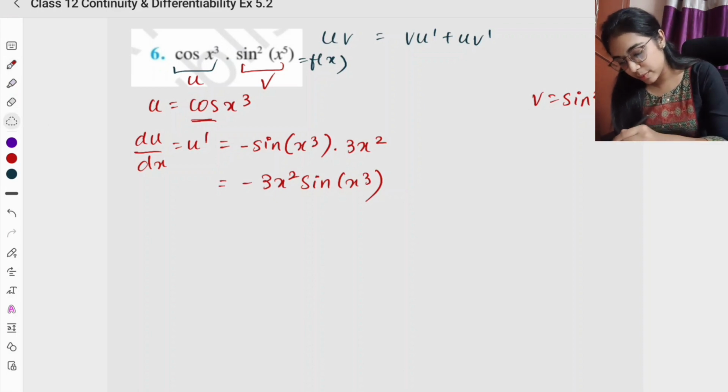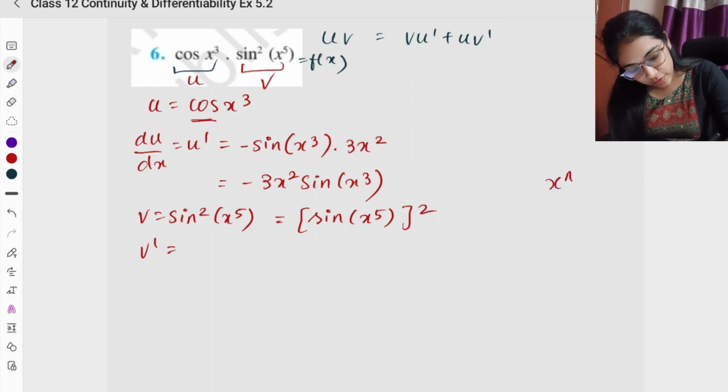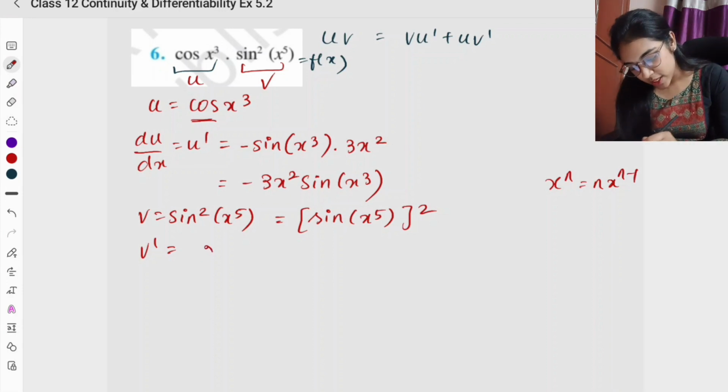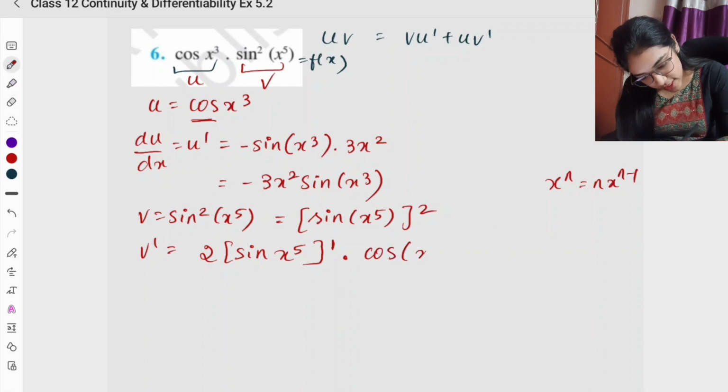Now v or derivative kandupidikalama. So what is v or derivative? It is going to be, I'll bring it here. So I have v dash is going to be, I can rewrite v as sin of x to the power 5 the whole square. Correct? So first this is of the form x to the n. So n x to the n minus 1. The power comes down and the power becomes minus 1. So I have 2 times sin of x to the power 5 and to the power 1 times sin or derivative cos. So cos of x to the power 5. Then x to the power 5 or derivative it is going to be 5x to the 4.